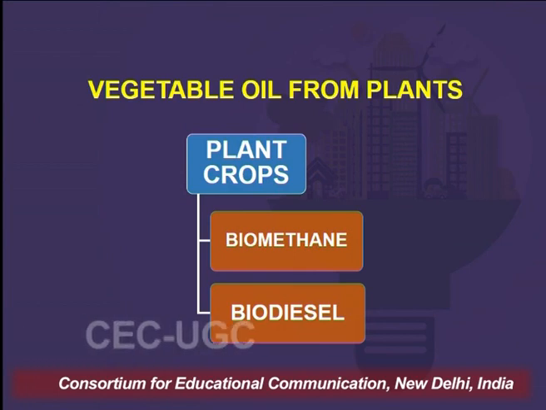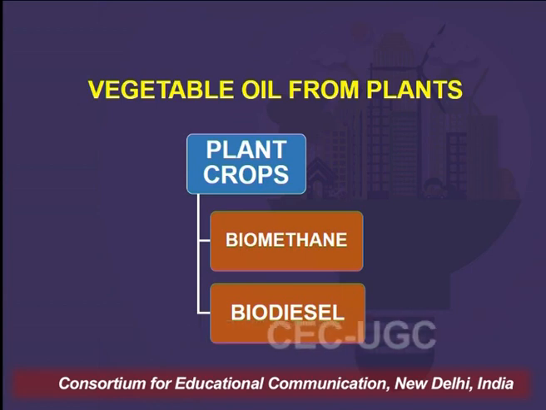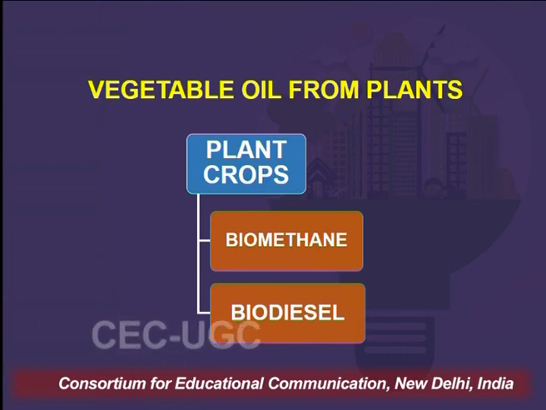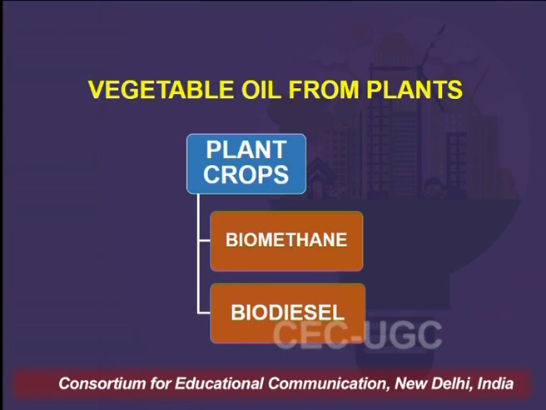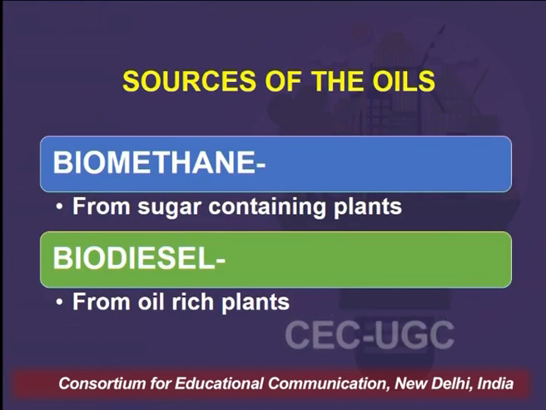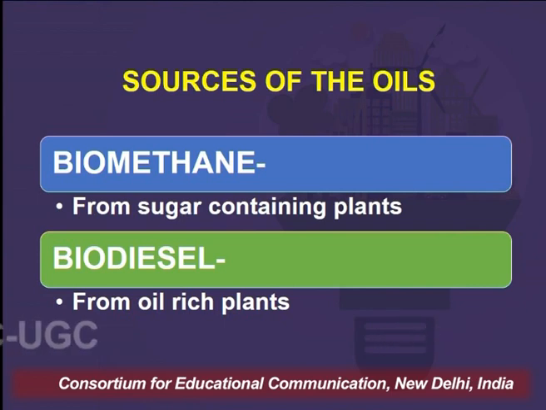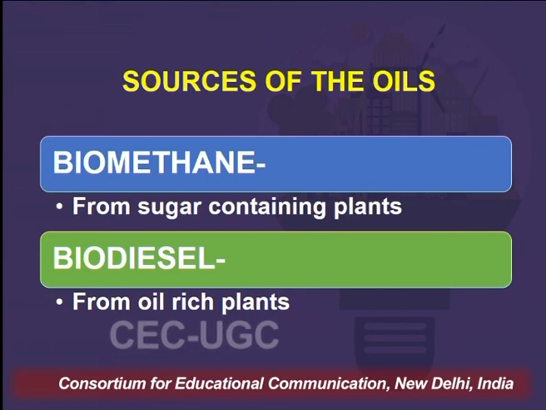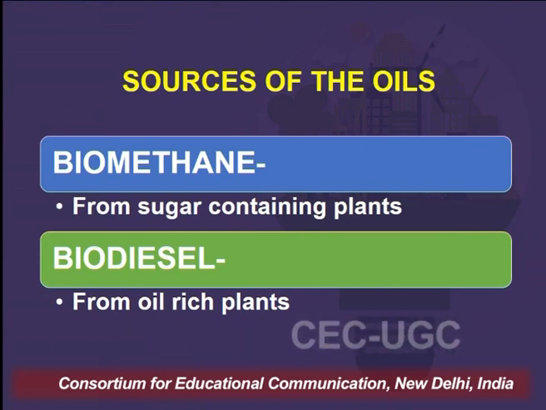Apart from this, vegetable oil can be extracted from plants, and plant crops can give rise to biomethane and biodiesel. That means these two fuels, biomethane and biodiesel, can be extracted from plant crops. These are the sources of oils. Biomethane is obtained from sugar containing plants, and biodiesel is obtained from oil rich plants.